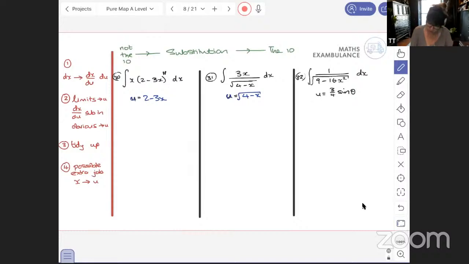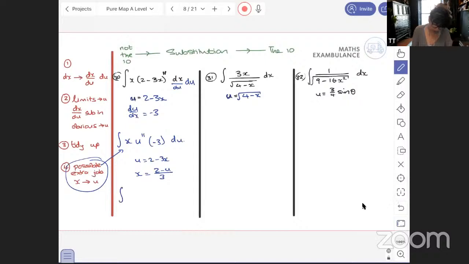So let's go through the method and then we'll finish off with parts. Start with dy by du. Write down what u is and differentiate it. Sub in to the integral. I've got an x and I've got u to the 11 and then dx by du, which is minus 3. Extra little job: I don't need that x there. That's a pain. So I need to go back to my substitution and rearrange it. And now I can sub that in.